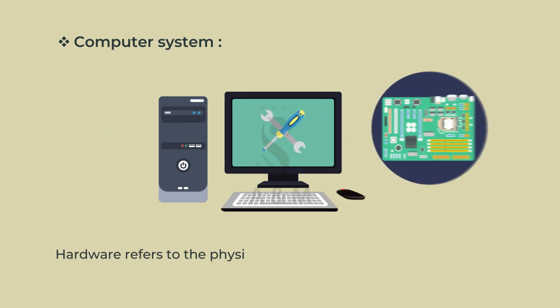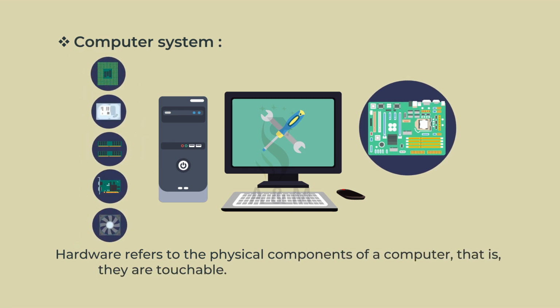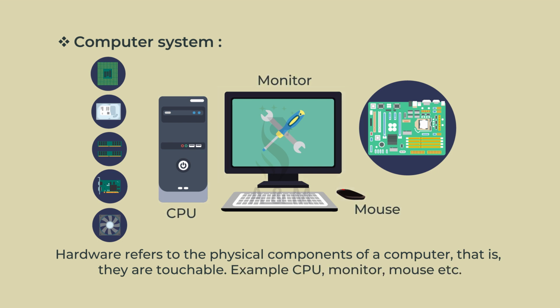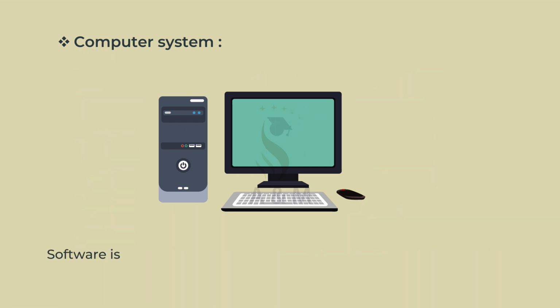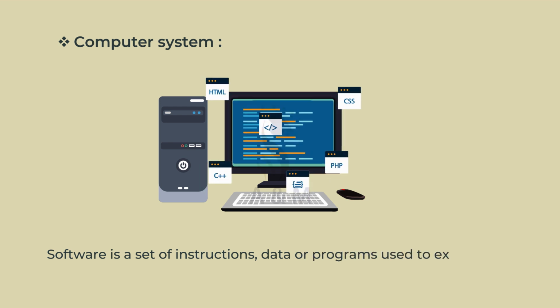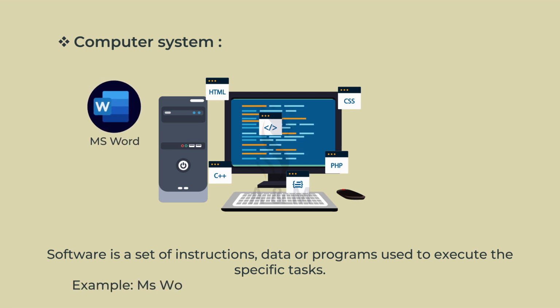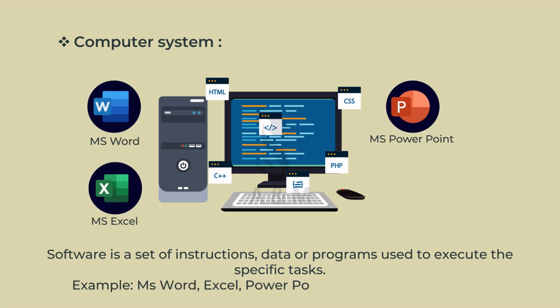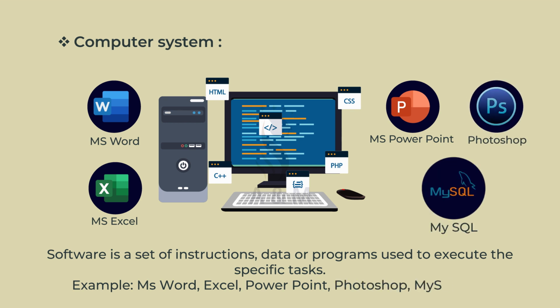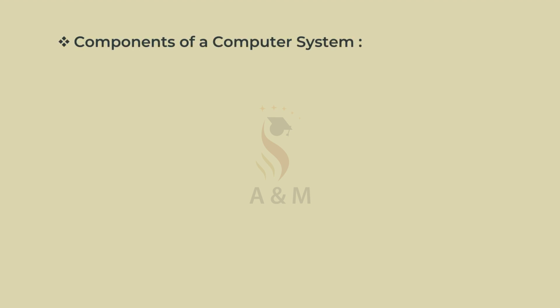Hardware refers to the physical components of a computer, that is, they are touchable. Example: CPU, monitor, mouse, etc. Software is a set of instructions, data, or programs used to execute specific tasks. For example, MS Word, Excel, PowerPoint, Photoshop, MySQL, etc.